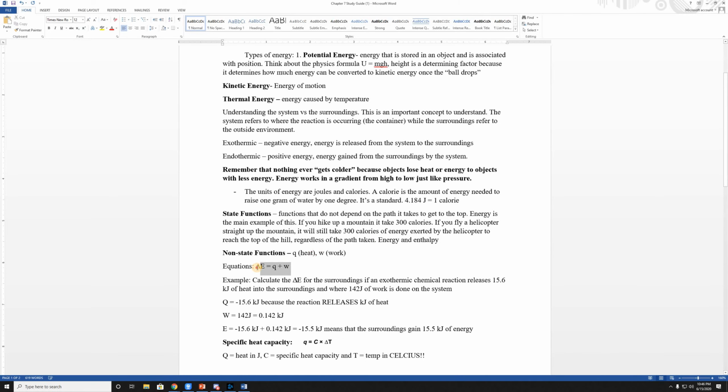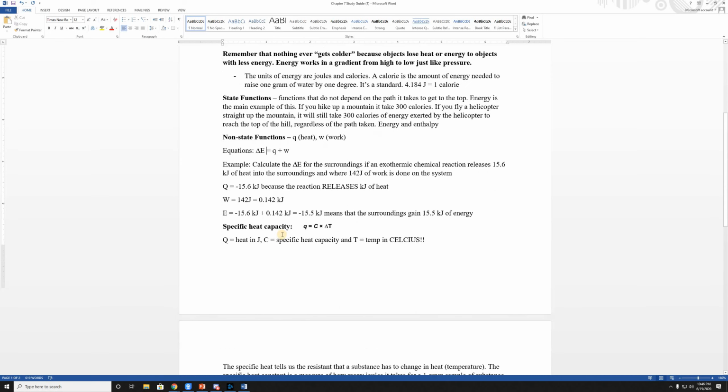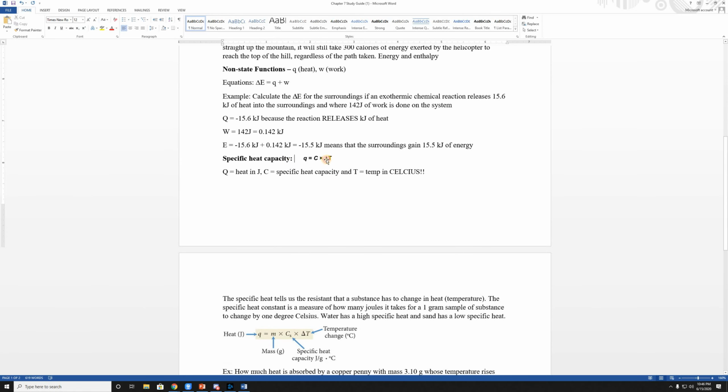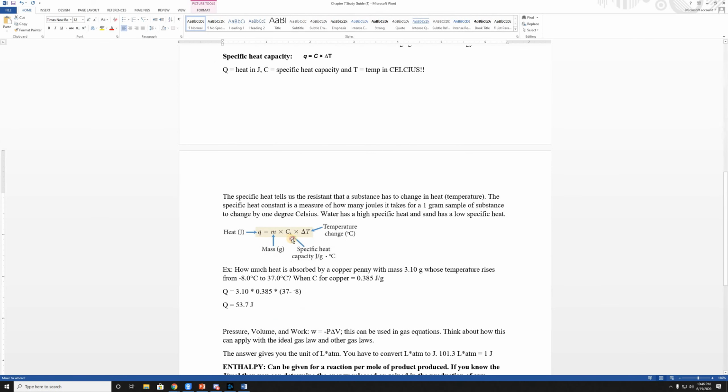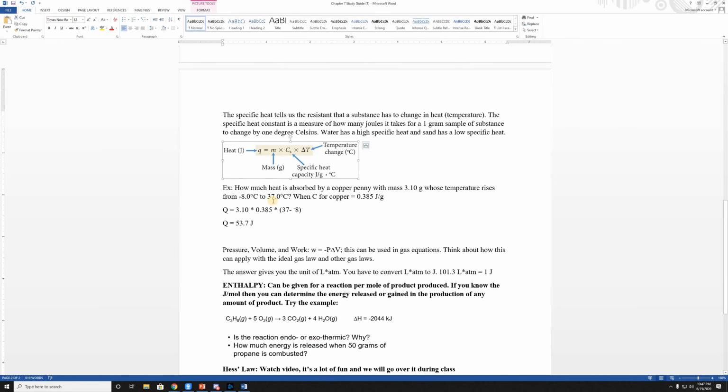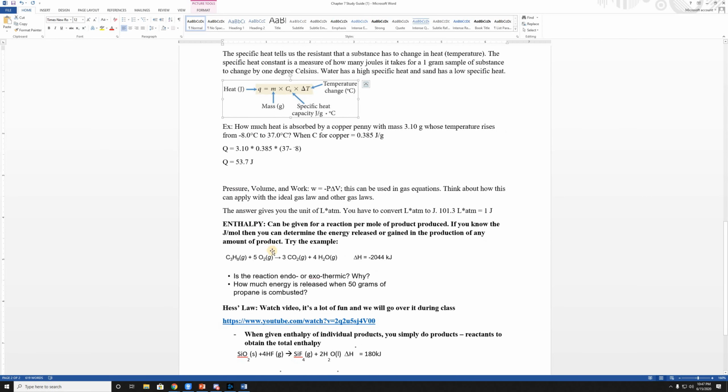And then you have equations. You have delta E equals Q plus W. Here's an example. Specific heat, you're going to have Q equals, don't use this one. Don't worry about this one at all. Do this one. Q equals mcΔT. That's important. So that'll help you for every specific heat problem. Know that your temperature change is in either Celsius or Kelvin. I know it says Celsius here, but the temperature difference is no different between Celsius and Kelvin. Your constant is going to be joules per gram Celsius, like it says here. And I think we did this question during class.